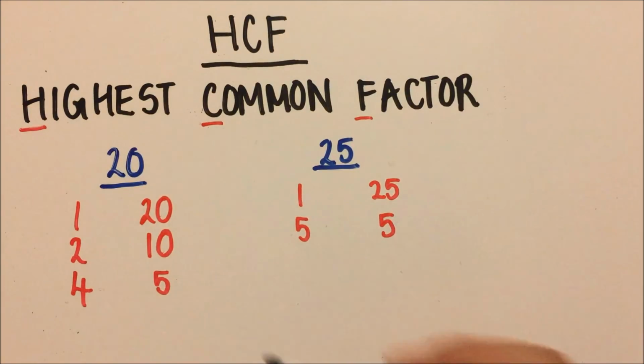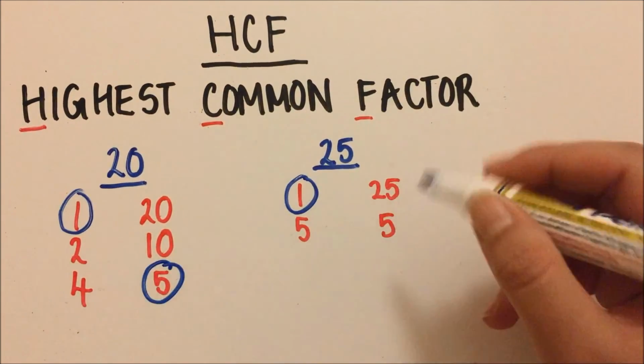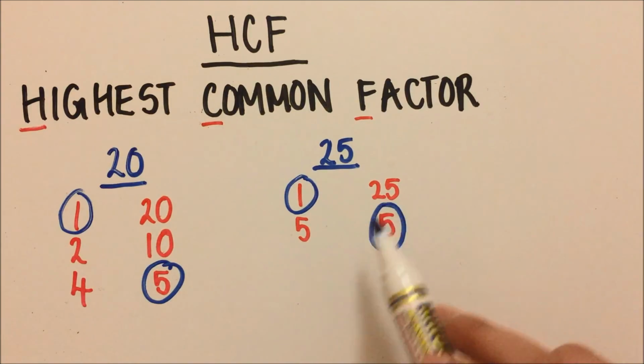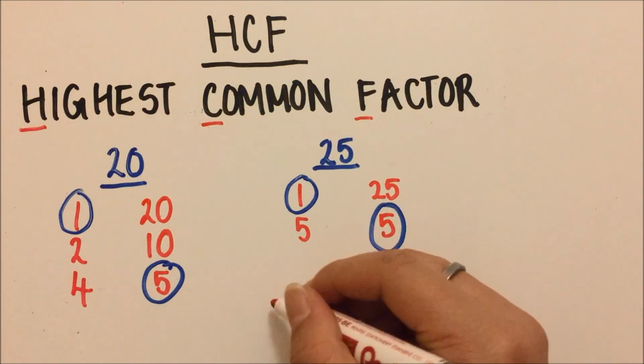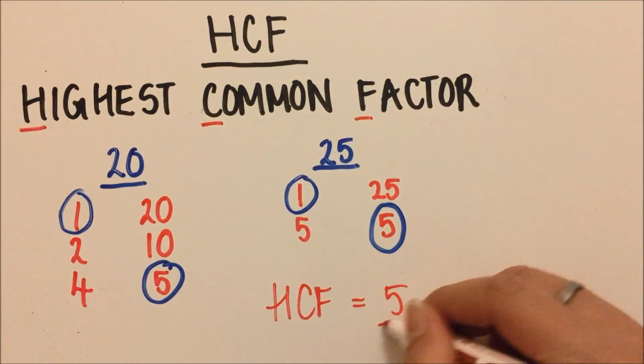So we circle all the common ones. So 1 is the common one, 5 is the common one. Obviously we've got 2 5s here, so it doesn't really matter. You can just circle 1 5. And we can clearly see that the highest number is 5. Therefore, in this case also, the HCF is 5.